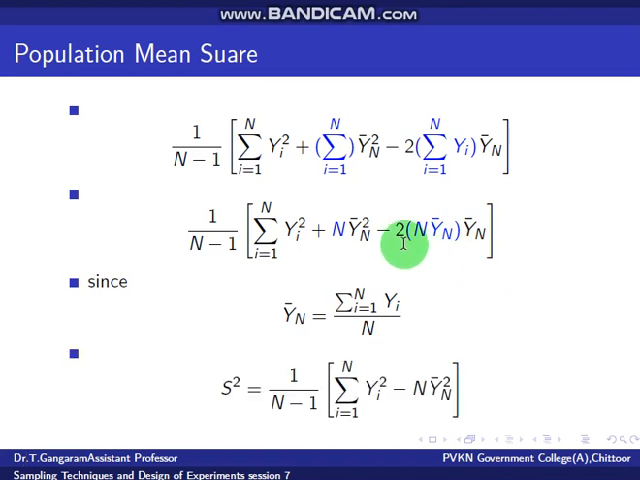Here, these are 2 into N into Y bar square, and here 1 N into Y bar square. 2 minus 1 gives 1 N into Y bar square, and the term has a negative sign. So finally, this is the population mean square: S square is equal to 1 by N minus 1 into summation i is equal to 1 to N yi square minus N into Y bar square.